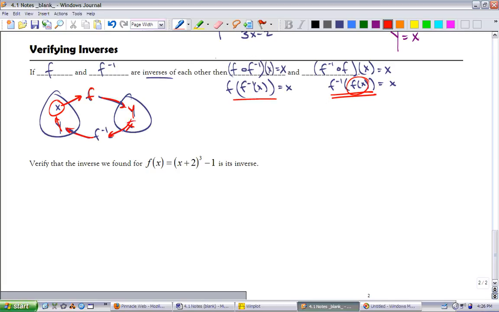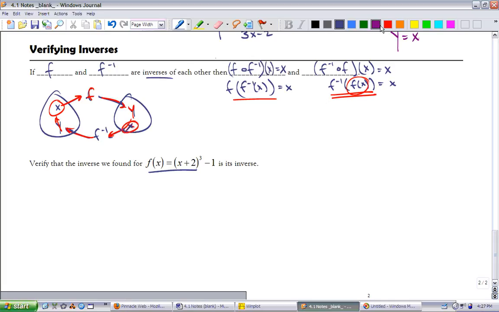The other one over here starts on the other x. But basically that's what's being said. If you think of this diagram, it kind of makes a full trip around. So here's the basic idea here. Verify that the inverse we found for the function that we used on the front page is its inverse.